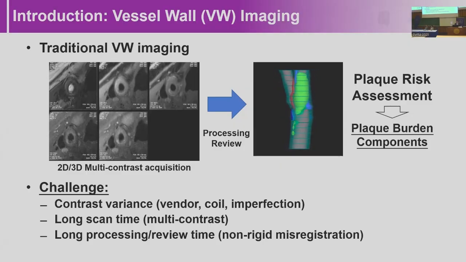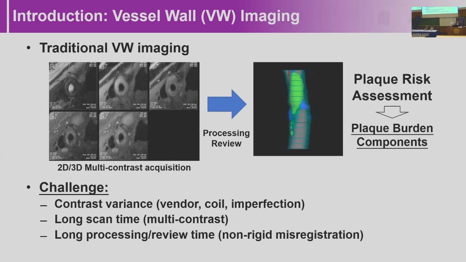Usually, when we do vessel wall imaging, we assess the plaque risk based on two kinds of parameters. The first one is plaque burden, for which you can use wall thickness, normalized wall index, and other measures. The other is the plaque components, including necrotic core, intraplaque hemorrhage, calcification, and others.